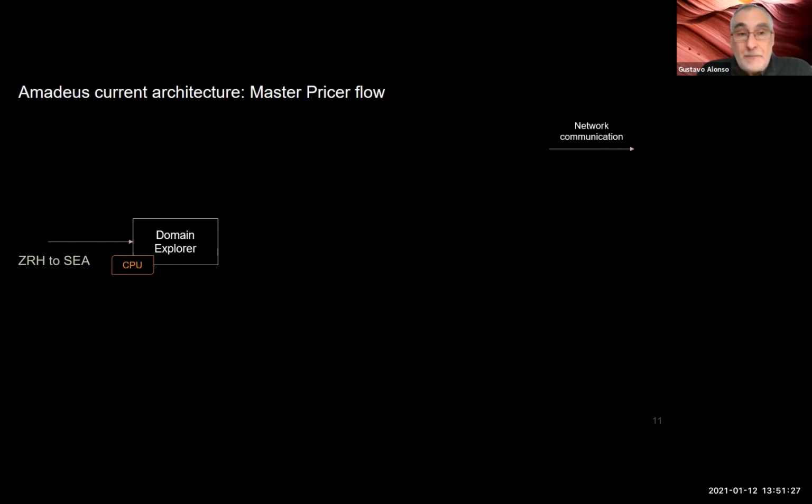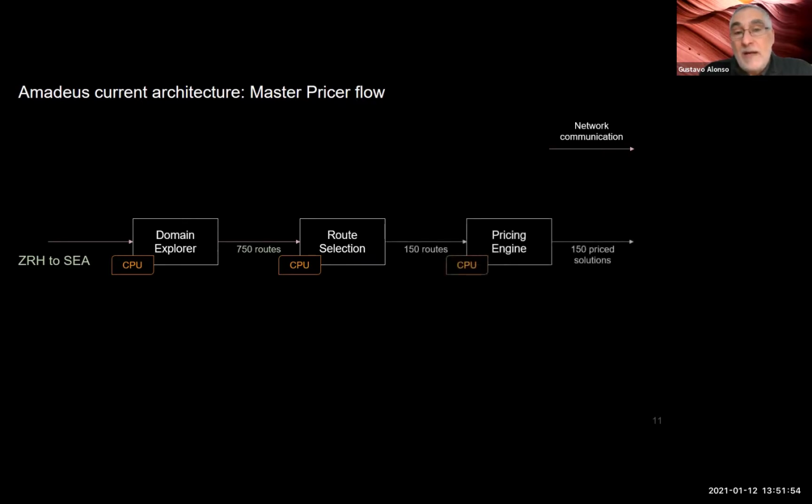And then what it does, it actually takes about 750 possible combinations of these flights and then gives it to another system that runs on another computer. But what it runs is what is called the route selection. And route selection tries to figure out which of these possible options that you have to go from Zurich to Seattle are the best possible ones. And then out of these 750 that come from the domain explorer, you have 150 that go to the pricing engine, and the pricing engine then computes the price for your flight. And then there are 150 price solutions that are given as an answer to your query. Okay.